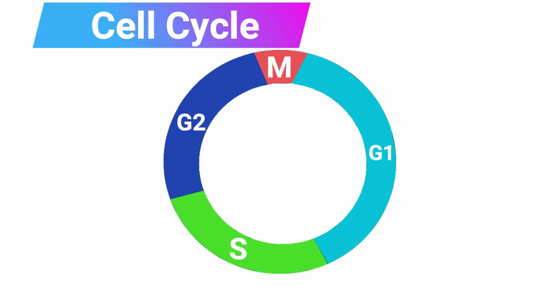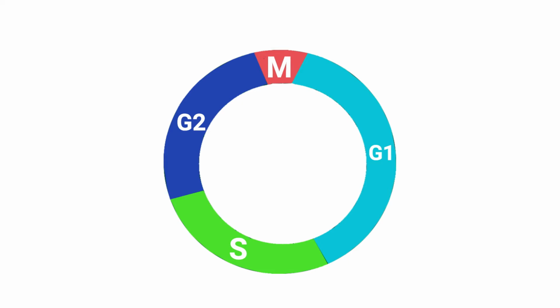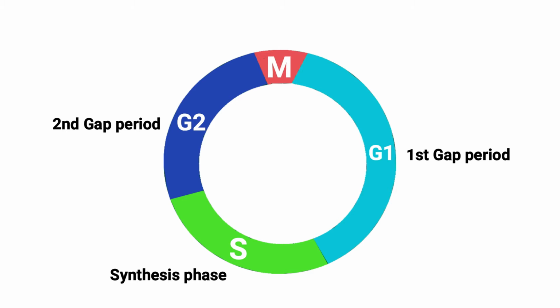What is the cell cycle? Here you can see the cell cycle is divided into four major phases. What are they? G1, S, G2 and M. G1 is the preparatory phase. We can call it the first gap period. Next is the S phase, the synthesis phase, where DNA synthesis occurs. The next phase is the G2 phase, known as the second gap period. After progressing through the G2 phase, cells begin mitosis, that is the M phase.